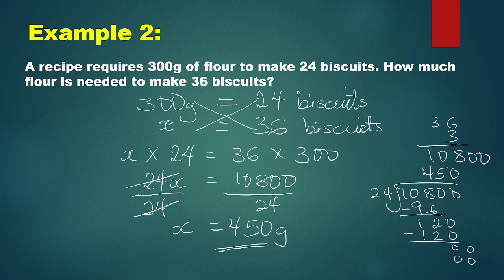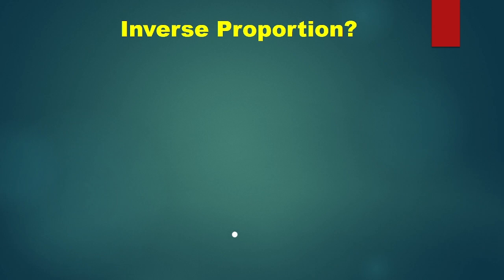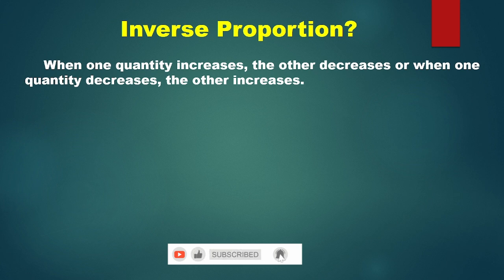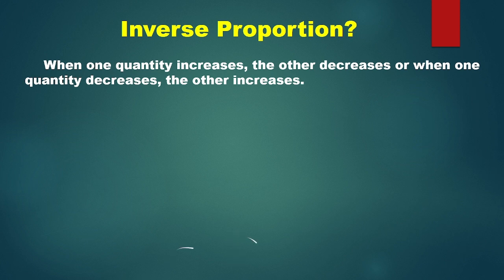Now let's go to the other type of proportion, which is inverse proportion. When one quantity increases, the other decreases, or when one quantity decreases, the other increases. This is what is referred to as inverse proportion.